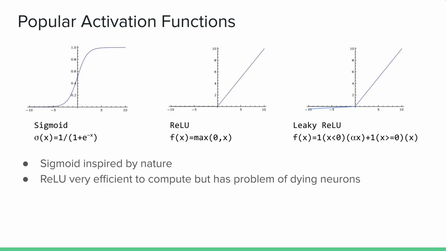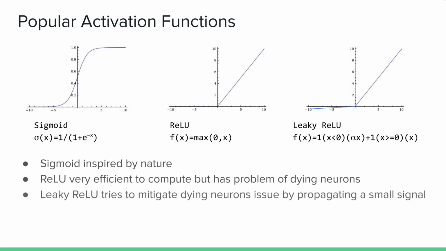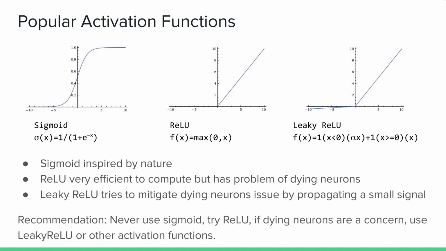And people came up with the idea, okay, if this kind of hard cut to 0 is causing issues, maybe we can let a little bit of information through. And they came up with this idea of a leaky ReLU, which tries to mitigate this issue a little bit by still propagating a small signal in the negative domain. From a practical point of view, I recommend never use sigmoid. Usually try rectified linear unit as a default, and if dying neurons are a concern, use leaky ReLU or some other activation function. What are these other activation functions?